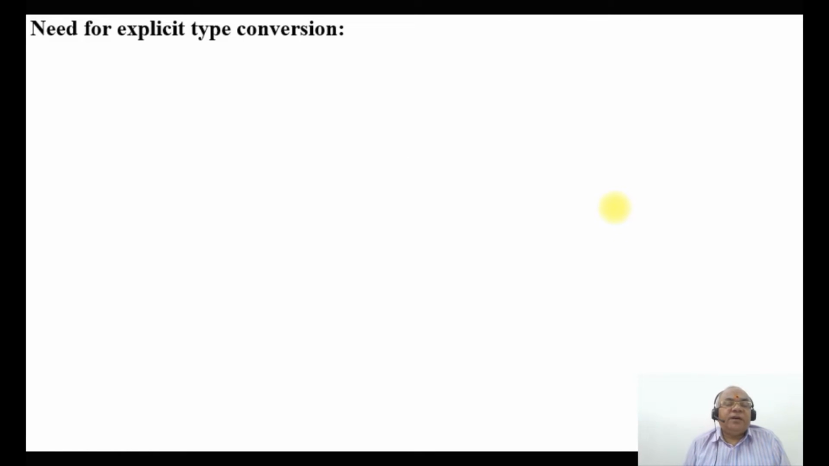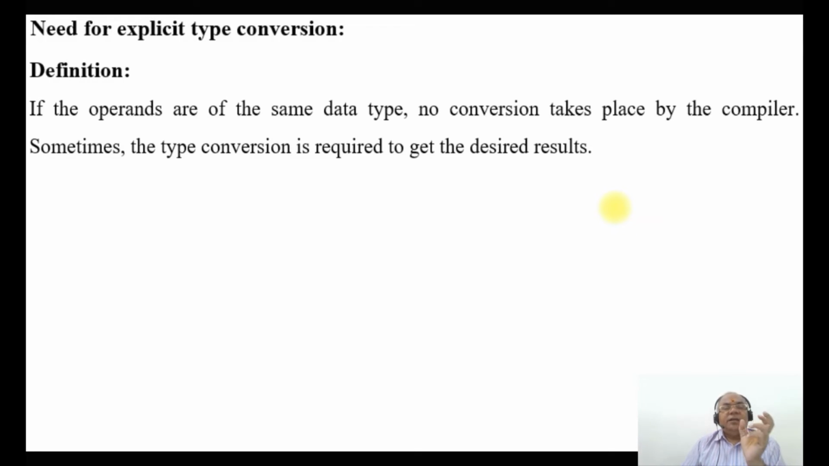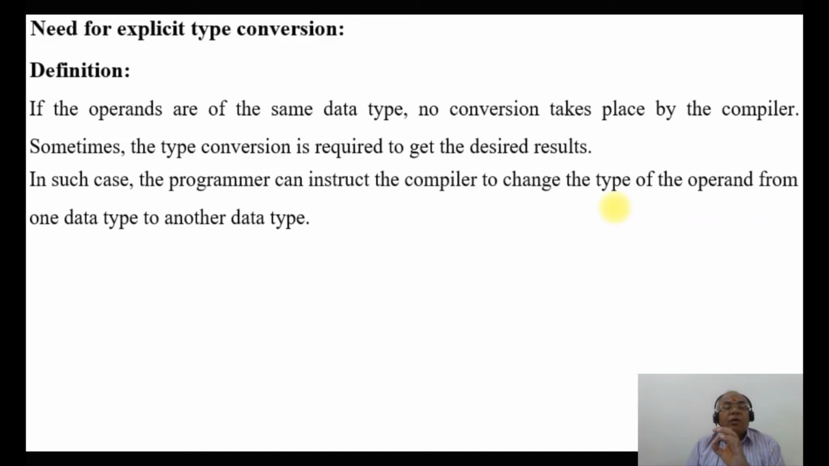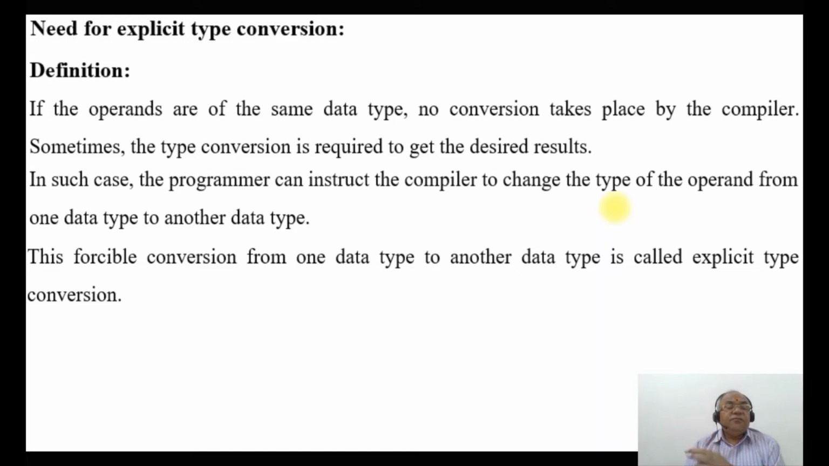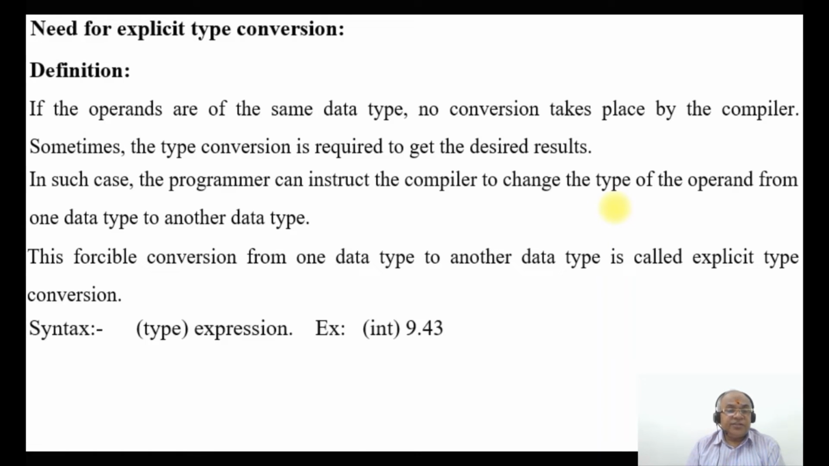Need for explicit type conversion. What is the need for the explicit? If the operands are of the same data type, no conversion takes place by the compiler. Sometimes type conversion is required to get the desired result. Since I want to get the desired result, I need to forcibly convert. In such a case, the programmer can instruct the compiler to change the type of the operand from one data type to another data type. This forcible conversion from one data type to another data type is called explicit type conversion.